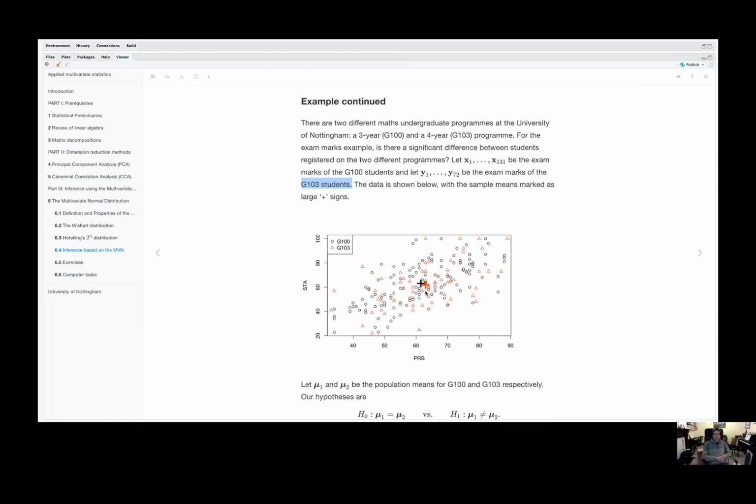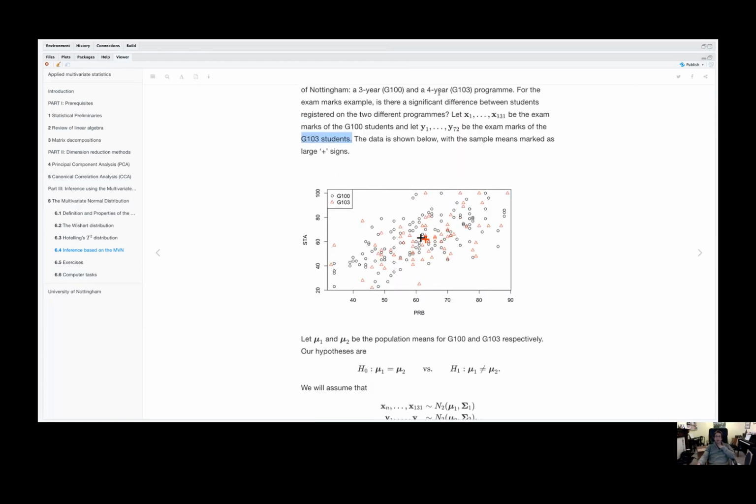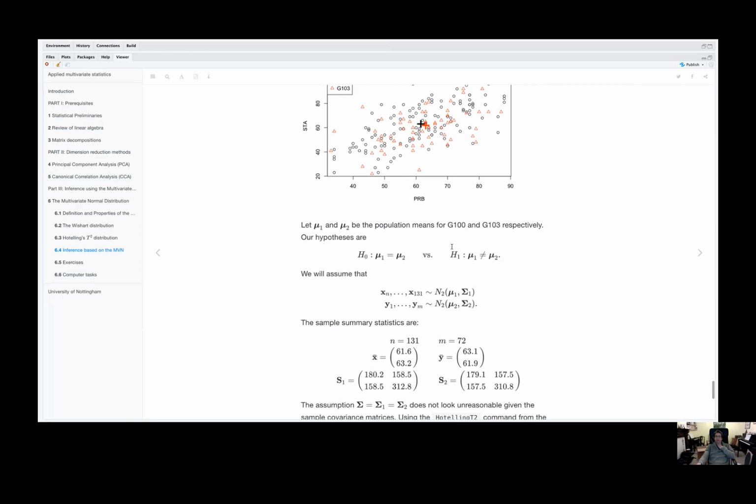So the question is there a difference between these 2 populations? Is there a difference between the 3 and 4-year students, at least when judged by their 2 marks in probability and statistics? So we're going to want an unpaired test here. And we're going to try and test the hypothesis that mu1 equals mu2. So the population mean of the G100 students and the G103 students is the same. Okay, and we're going to make the underlying assumption that everything's multivariate Gaussian as described in the proposition.